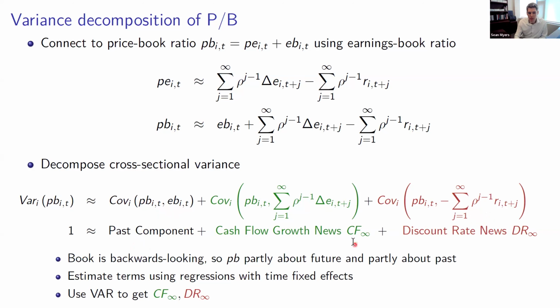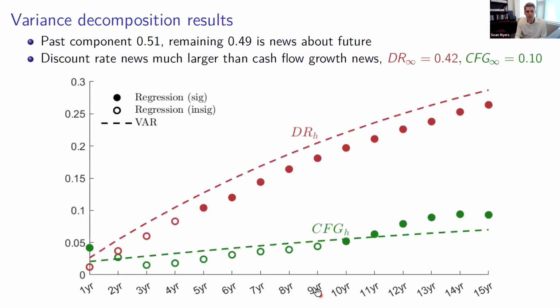Now, to estimate these three pieces, again, we can just do regressions with time fixed effects, and we can also use the VAR to get these full horizon cash flow growth and discount rate news. So what do we find for the variation in price book ratios? The first point I want to highlight is that we find that this past component is fairly large. So we find that almost half of variation in price book ratios is not related to future earnings growth or to future returns. It's just capturing current correlation with earnings to book ratios.